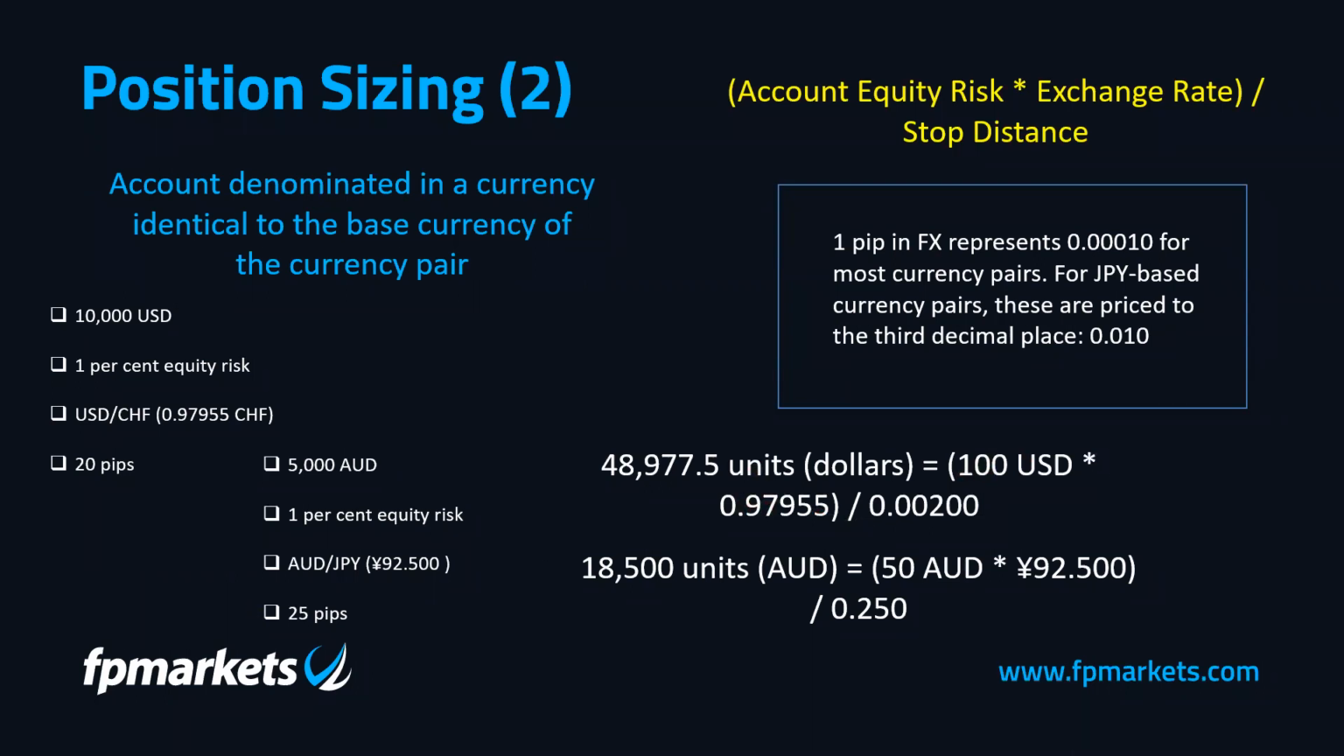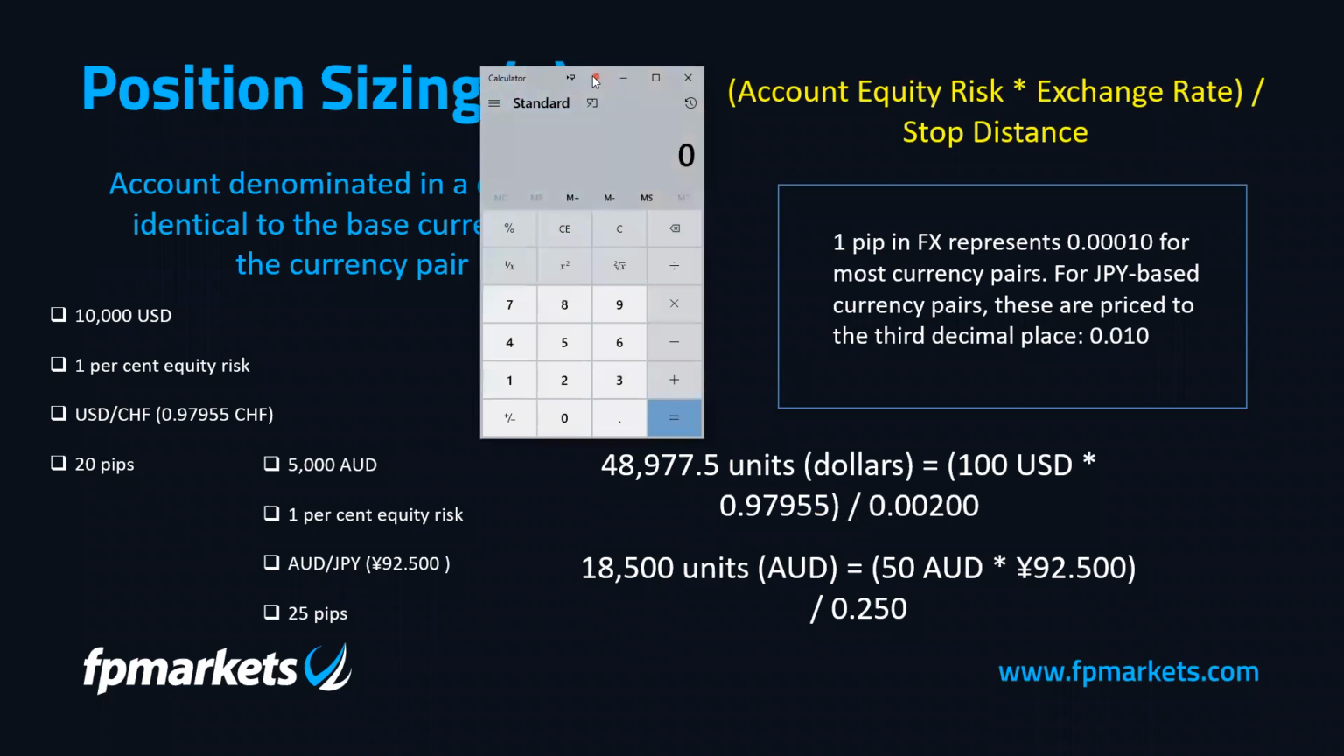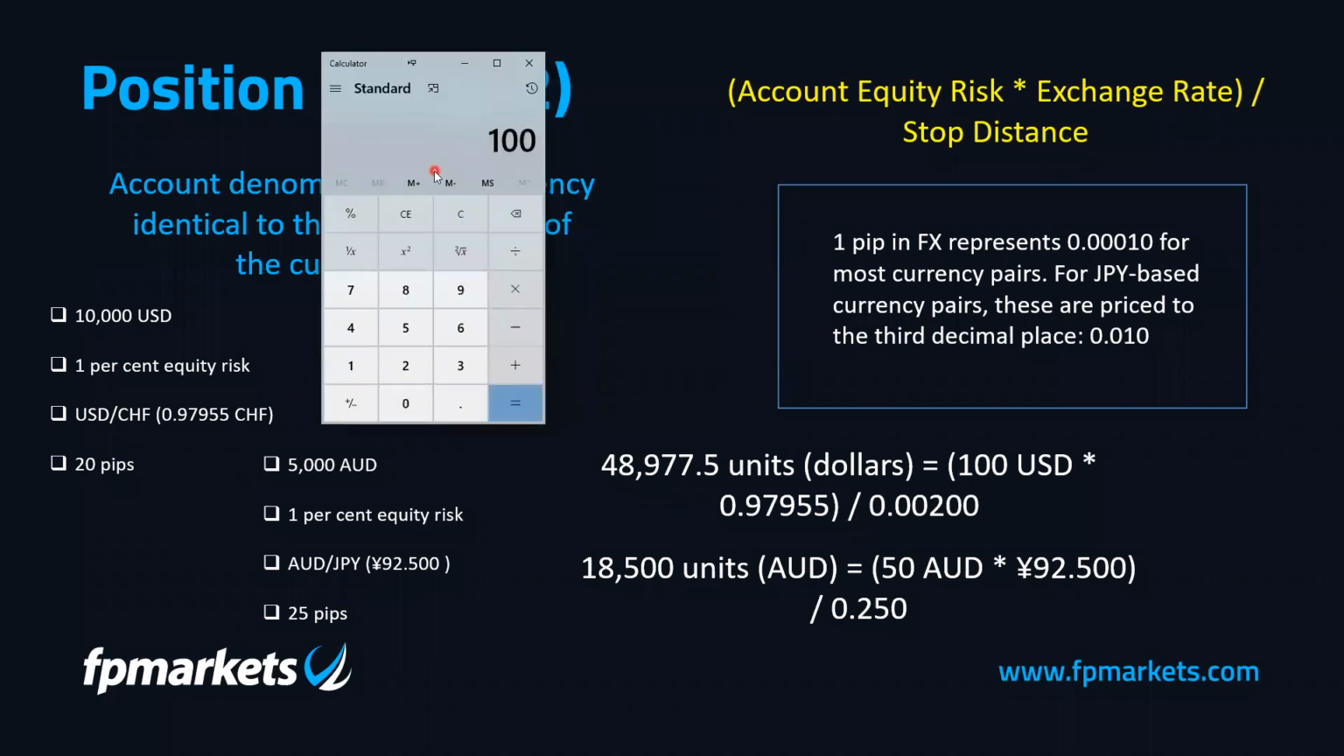Let me just do the calculation here so you can all see. 100 multiplied by 0.97955, 97.955 Swiss franc. That's our risk in Swiss franc. Then we divide that by 20 pips. And that gives us 4,897.75 units in dollars. So that's how many dollars we need to buy.